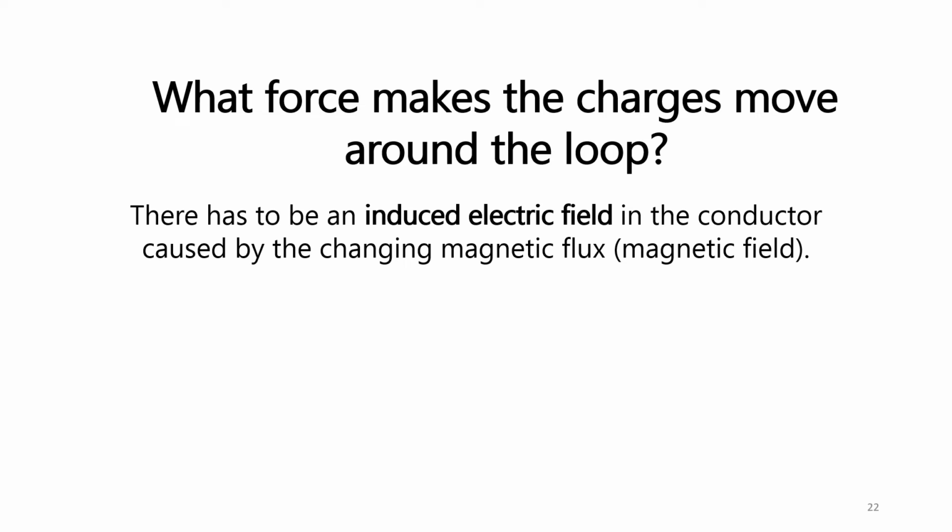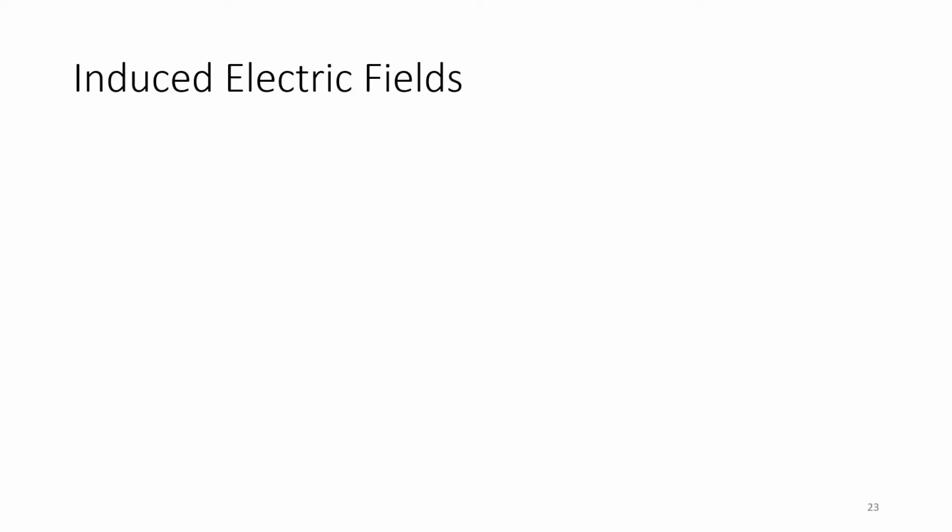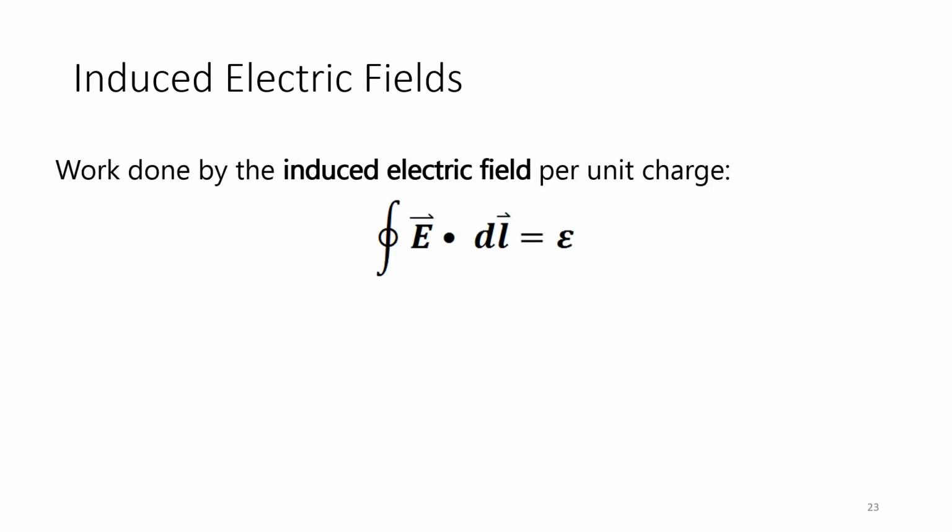Putting those words into an equation, we have the integral of E dot dl is equal to epsilon. Now take note that the I in the diagram, this I here, is not the current that's induced, I prime, but rather the current of the solenoid. So let's try to settle some things about this induced electric field. The work done by the induced electric field per unit charge is given by the induced EMF, and this induced EMF has units of voltage.